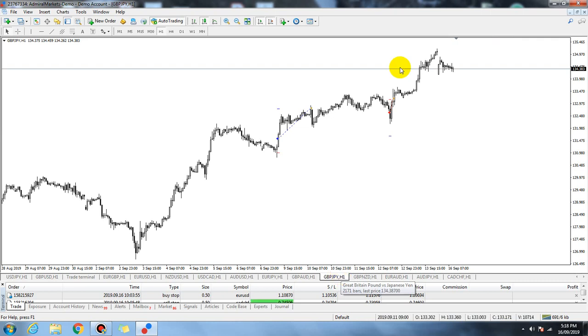Pound Yen, gap lower, closed the gap, gone sideways. Not sure, could be a bull flag. Sort of setting up here, something like that maybe. Could go for a long on the break of a bull flag there. Might consider that.